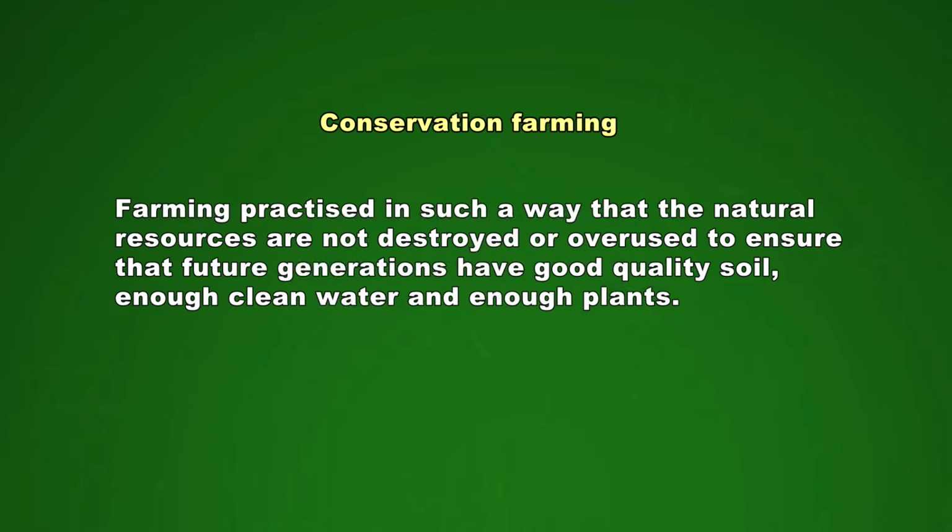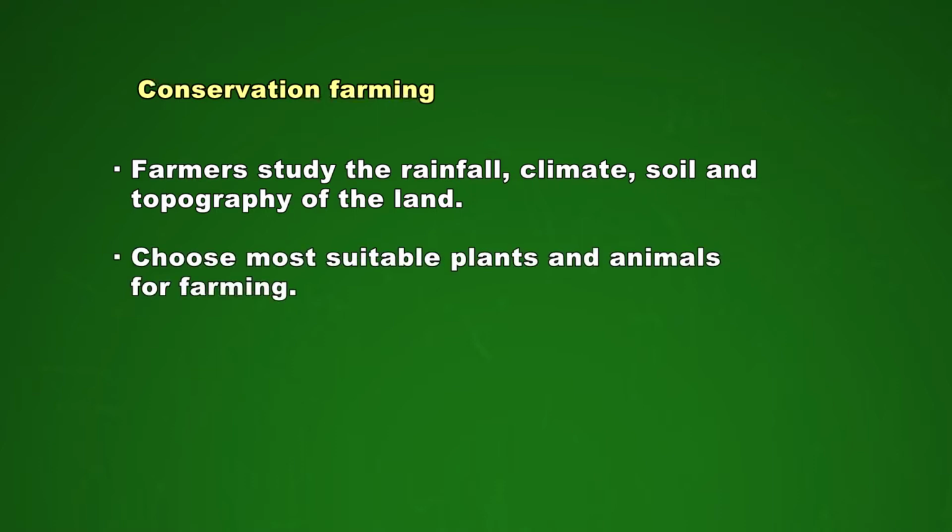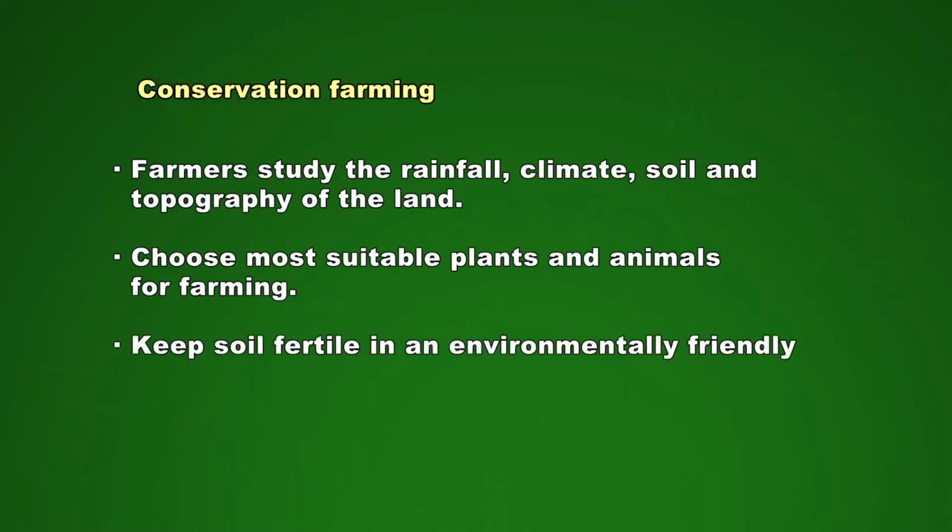This is very important because it ensures that the future generations will have good quality soil, enough clean water, and enough plants to farm successfully. Farmers who practice conservation farming study the rainfall, climate, soil, and topography of the land. They then use this information to choose the most suitable plants and animals for farming in that particular environment.